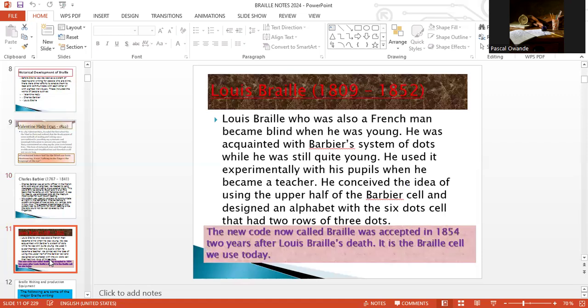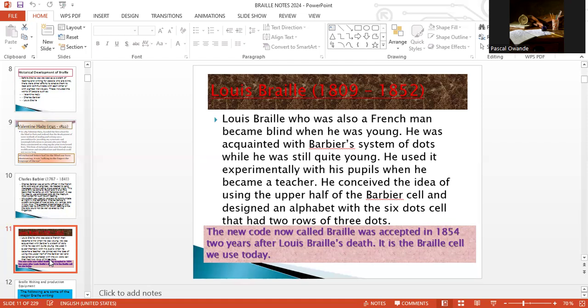Louis Braille, 1809 to 1852, was also a Frenchman. He became blind when he was young, and this did not stop him. He was acquainted with Babbage's system of dots while he was still quite young. So he used it experimentally with his pupils when he became a teacher.